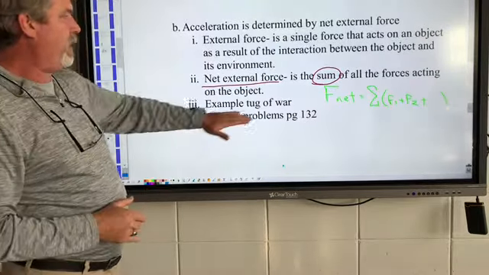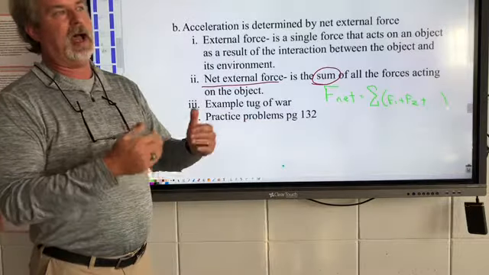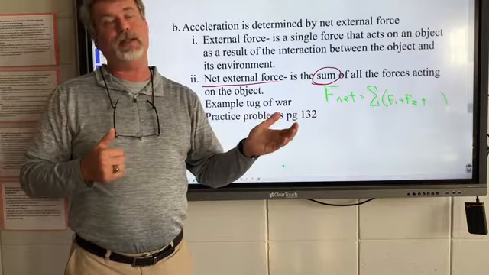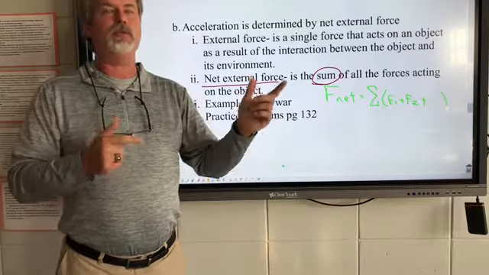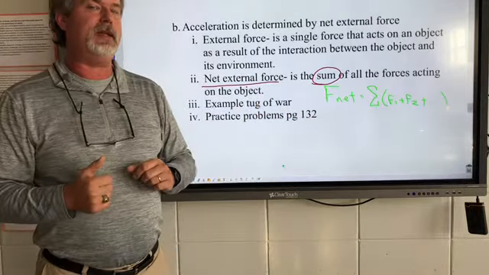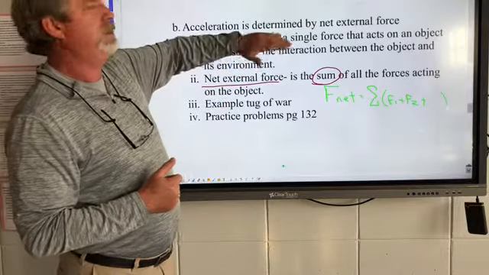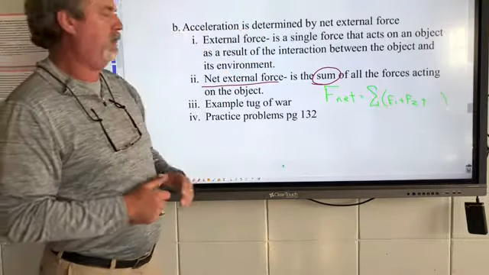Okay? Think about a tug of war. I pull one way, someone else pulls the other. Those forces subtract against each other. If one group pulls with more force than the other, then there's a net external force. The object accelerates in that direction.